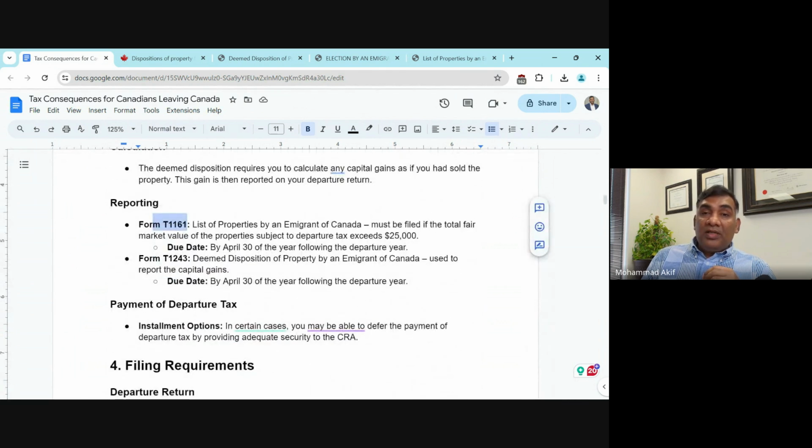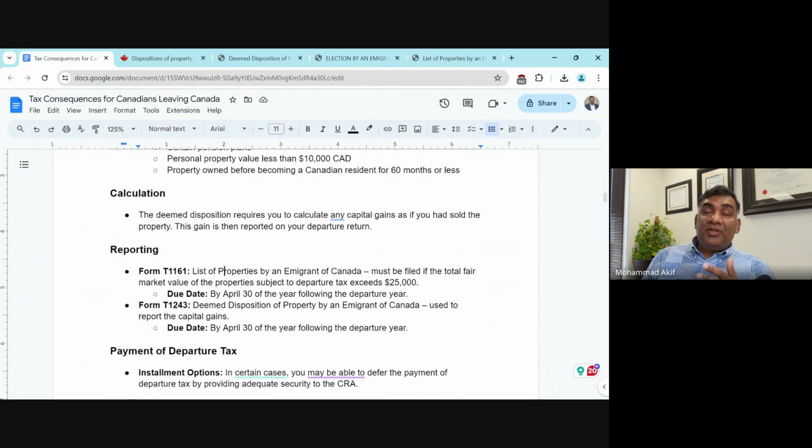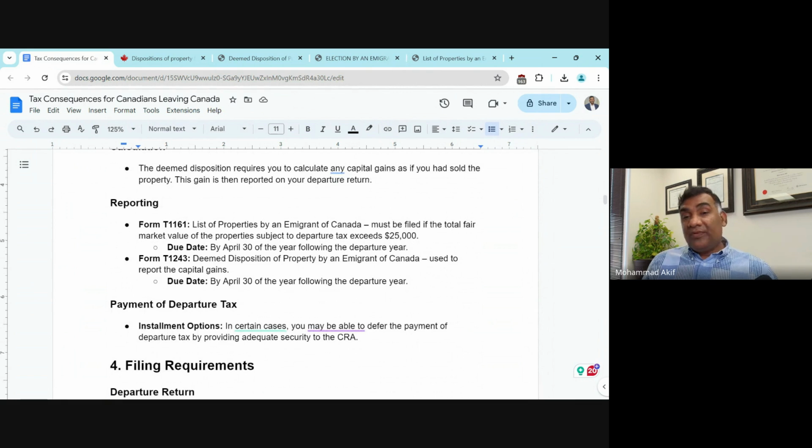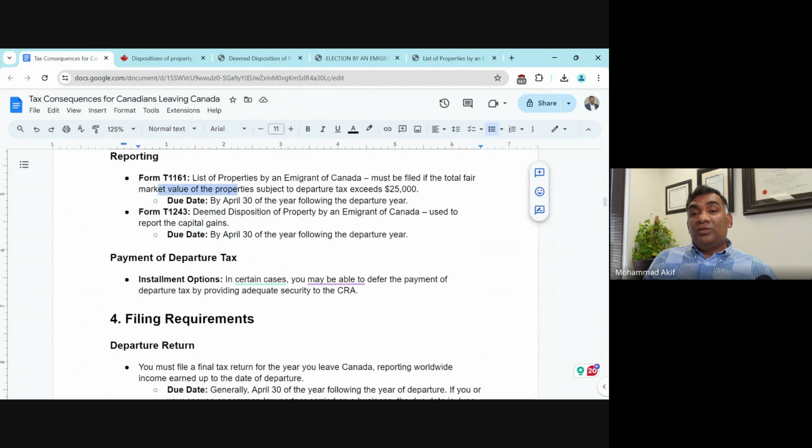So I've covered quite a bit in terms of filing the final return. The three main things are, of course, reporting the date you're leaving, and making sure you file form T1161 if the value of the property is more than 25,000. So this is about the fair market value: anything that you own that has a fair market value of more than 25,000 is subject to departure tax. That's where the form T1161 will come in.